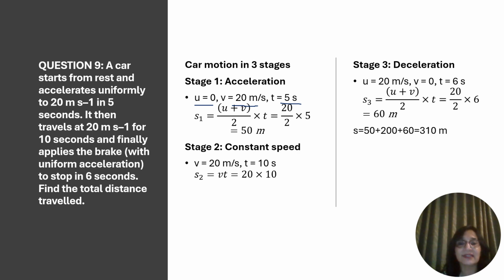Students, here on the screen, if you see in S2, it is 20 into 10, that is 200 meter. So this was kind of missing, so I'll quickly write this down. It is 200 meter. So what is the total distance now? It is 50 plus 200 plus 60, which will give you 310 meter.